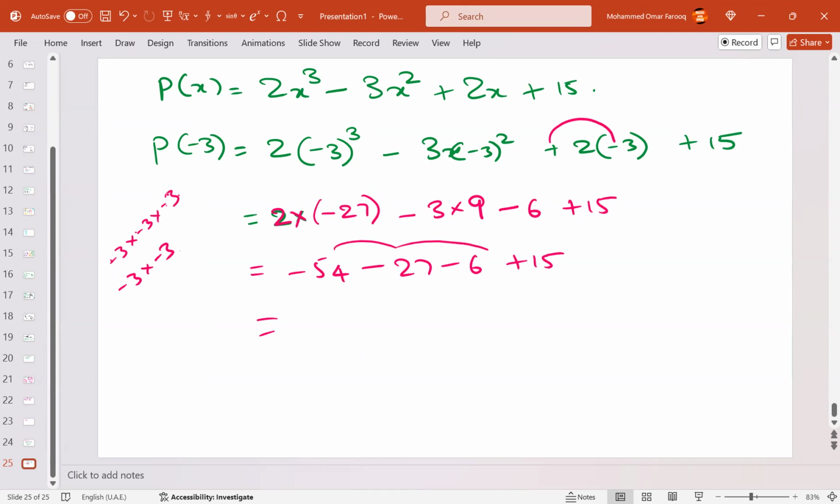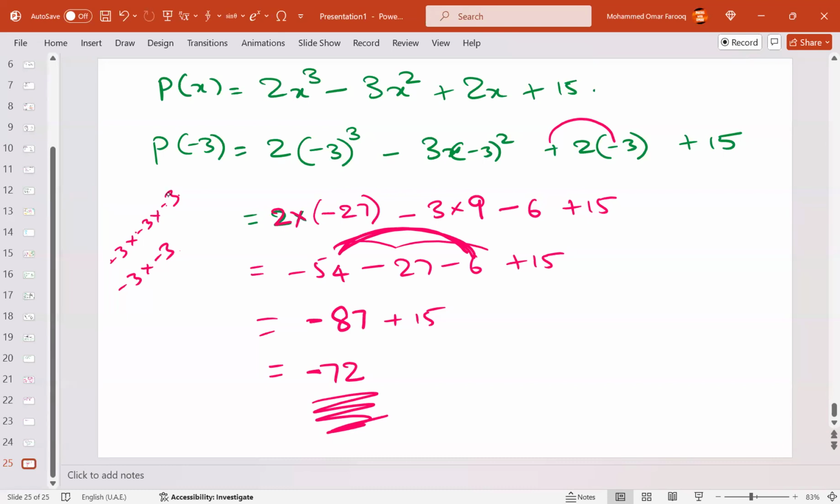54 plus 6. Yeah, this is called regrouping. Minus 54 plus 6, 60. 60 plus 27, it is 87. Minus 87 plus 15. So when one is negative and another one is positive, find the difference. 87 minus 15 is 72. And the bigger number is negative, so it is minus 72.